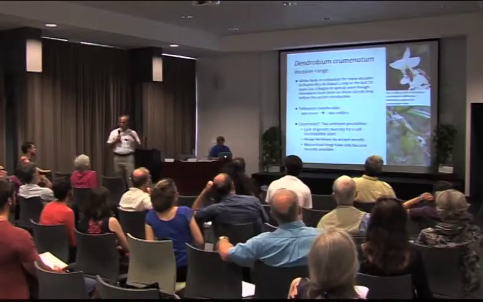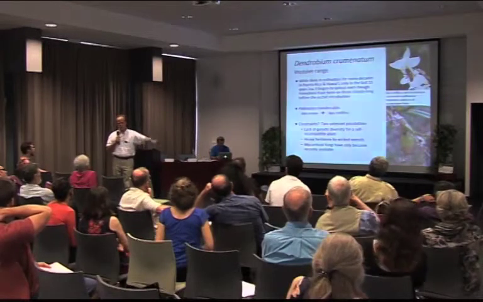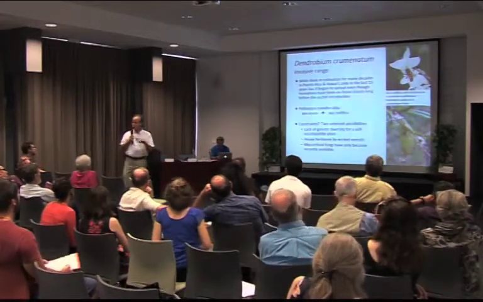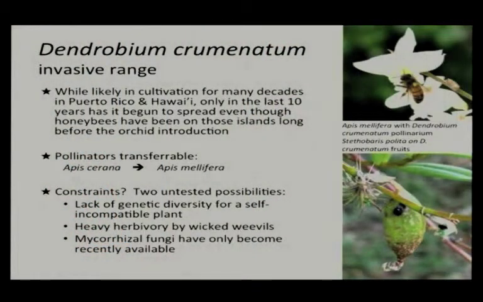Okay, in the invasive range, it's kind of odd. It's only begun to spread fairly recently. In Hawaii, they've been growing orchids for such a long time. It's really surprising that it's only in the last 10 years that this thing has started to spread from gardens. And in Puerto Rico, it's about the same amount of time. It appears that in the native habitat, they are pollinator specific, Apis cerana. But pollination services are easily transferable to these invasive sites in Hawaii and Puerto Rico. Apis mellifera, of course, is an invasive species itself.